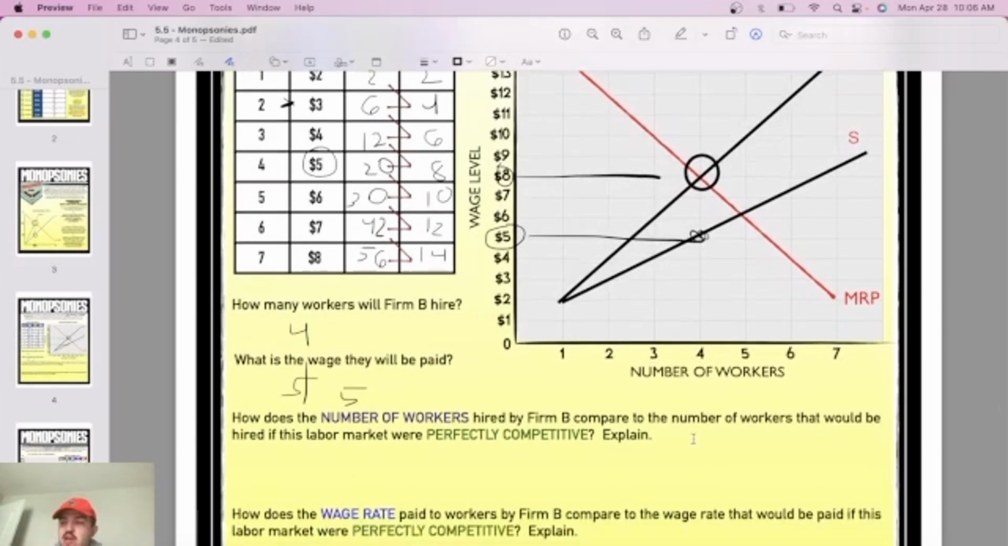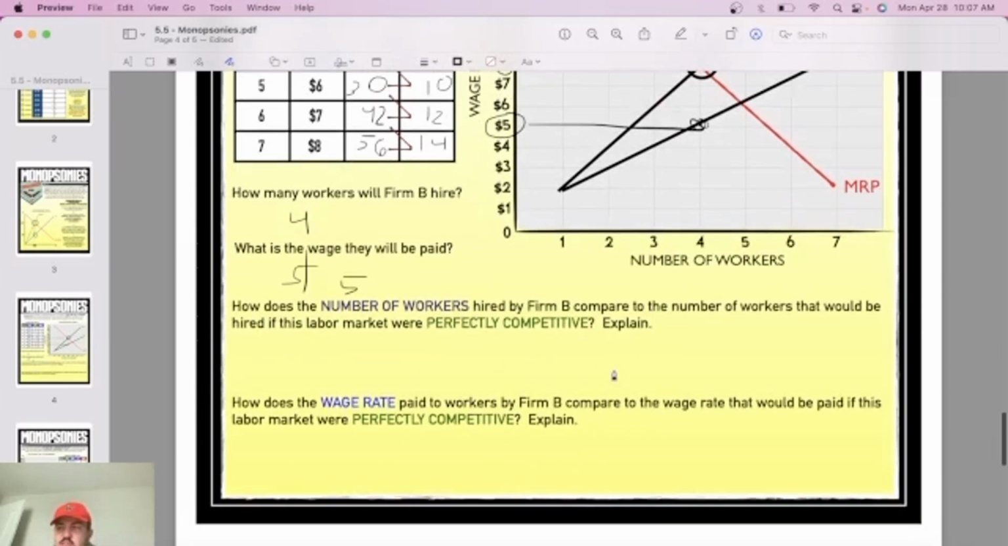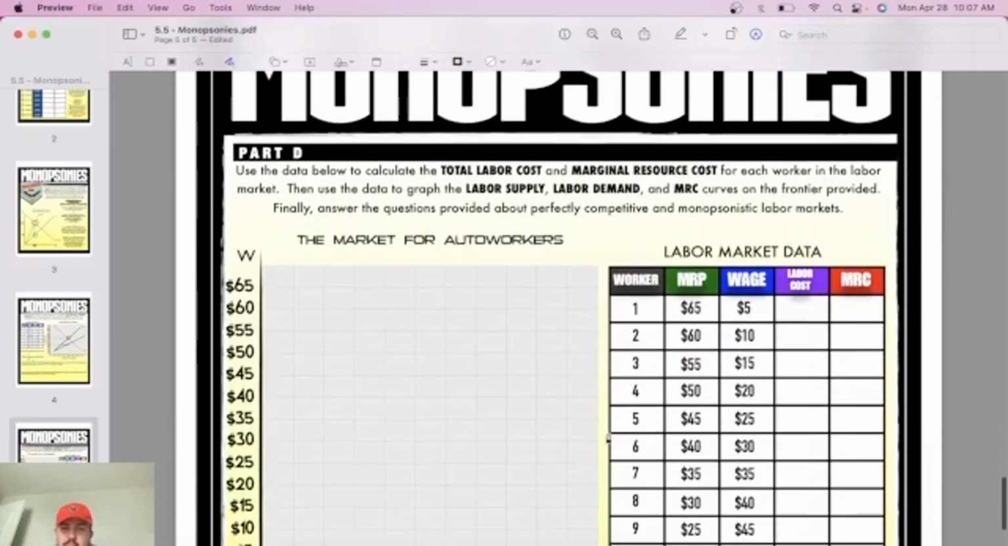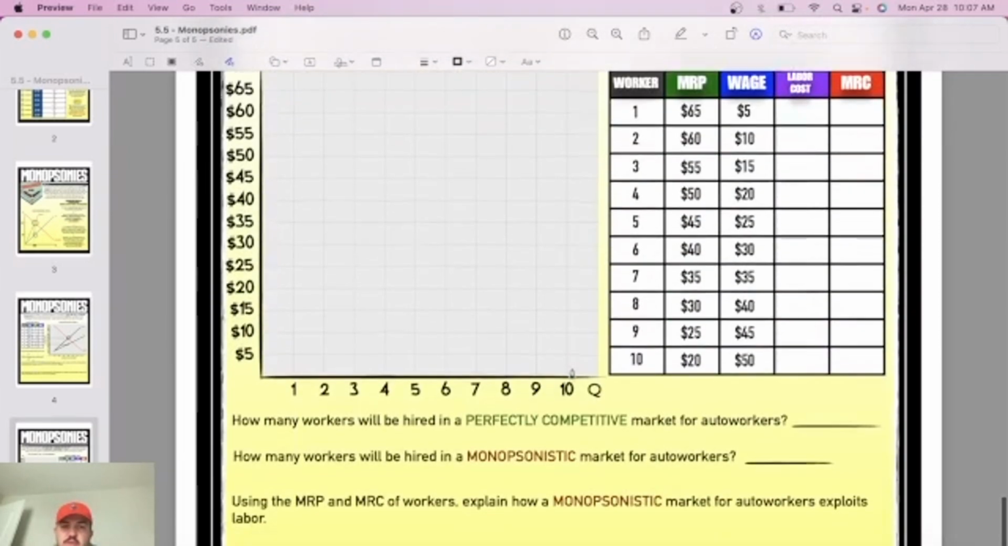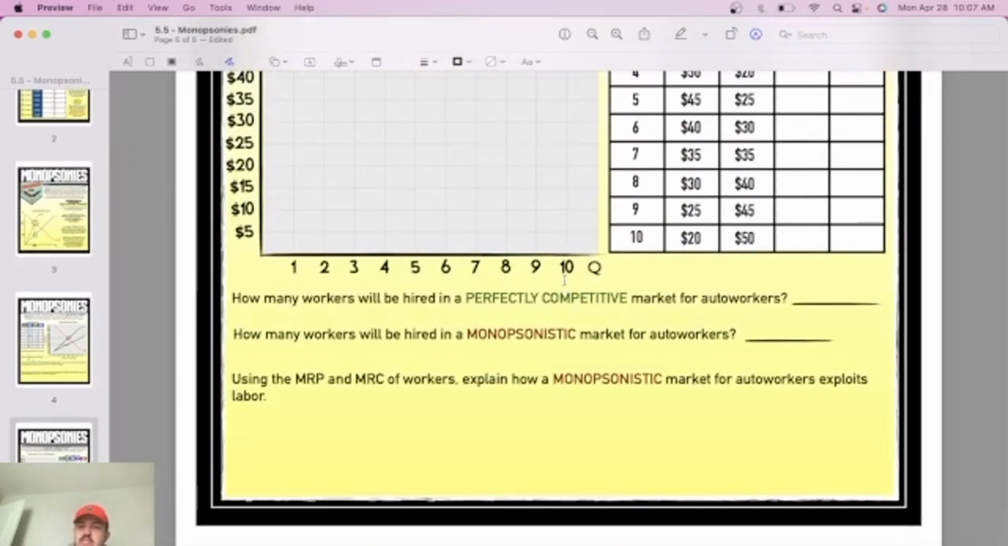How does the number of workers hired by firm B compare to the number of workers that would be hired? So where would we hire the workers right here? Well, right here, we would choose to hire 5. We would do it where the supply and the MRP intersect, and we would hire them at a $6 wage rate. So that is the difference between them right there. Okay, you could go ahead and try to do this one. Okay, noticing that where they're going to choose to hire the auto workers for this one is going to be the place where S equals MRP.